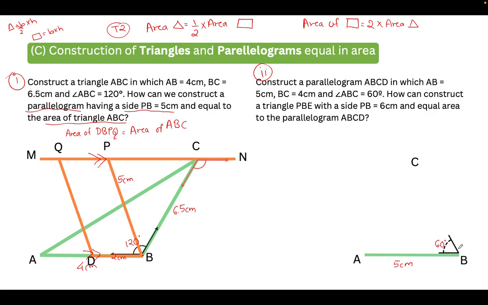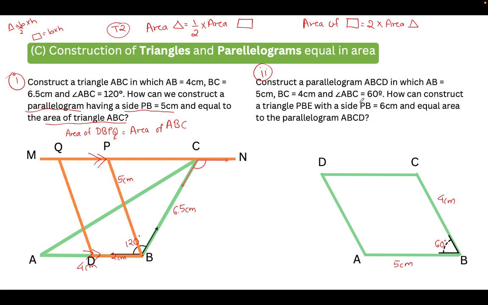Now the length of BC is 4 centimeter, so this is 4 centimeter. Now we will make an arc from A for 4 centimeter from A and 5 centimeter from C, and the point where the two arcs meet is point D, and this is the parallelogram. Fine. Now we need to make a triangle so that the area becomes equal.